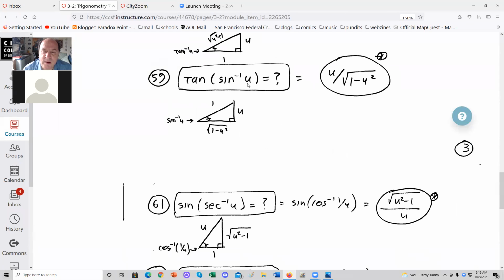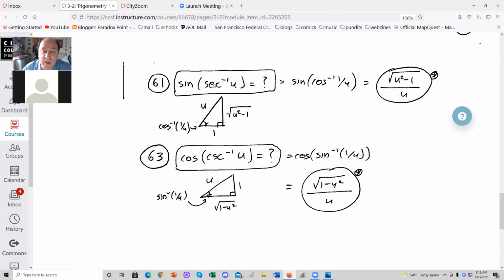Tangent of arc sine u. What's that? Okay. So here's a right triangle. Here's the angle arc sine u, which is opposite over diagonal. Then the third side is root 1 minus u squared. And tangent is opposite over adjacent, u over root 1 minus u squared.